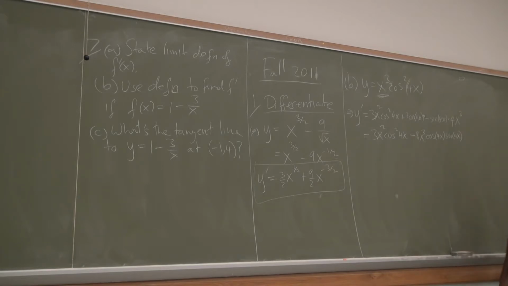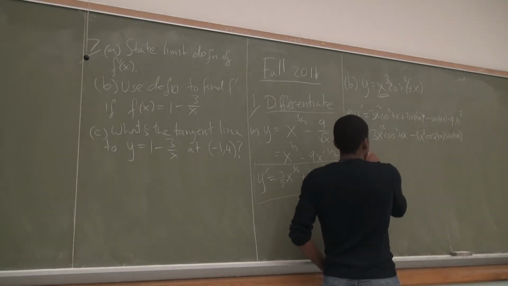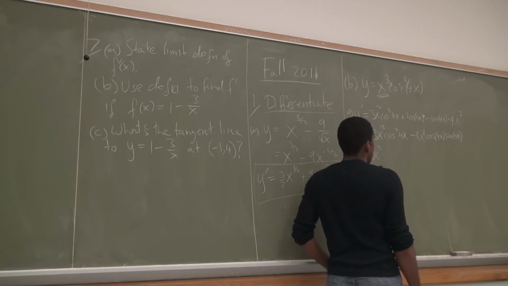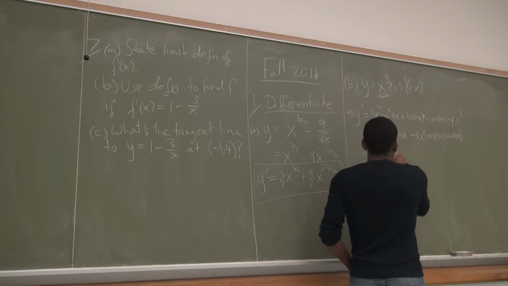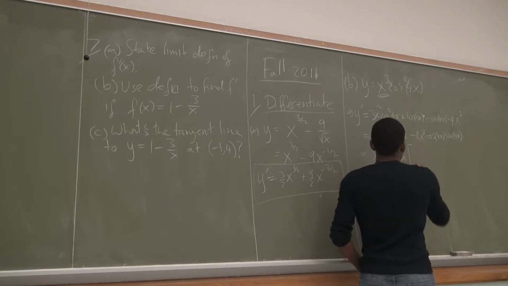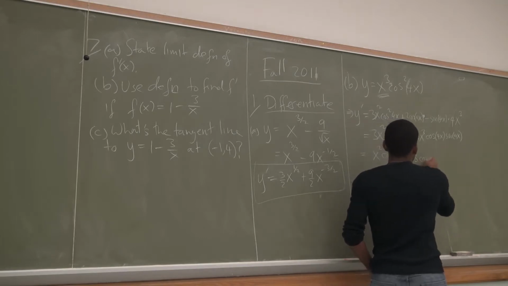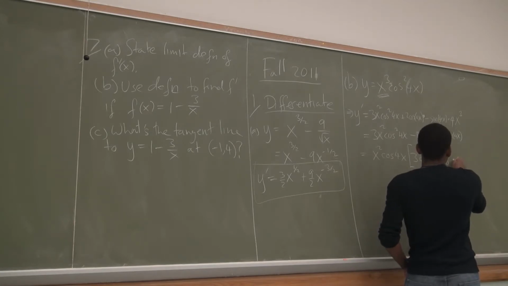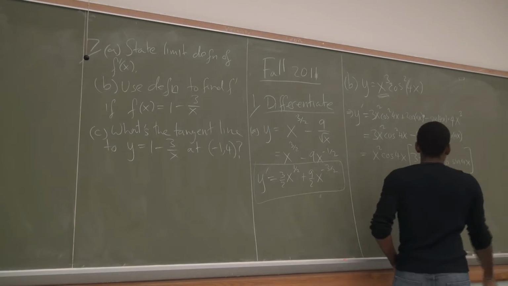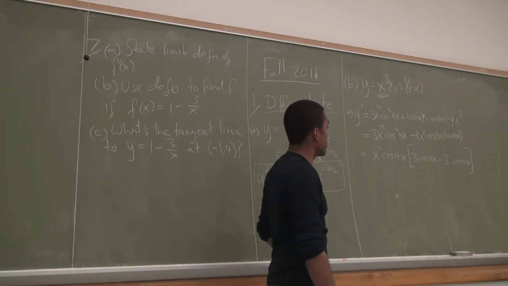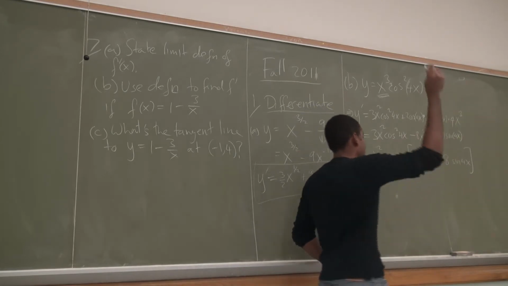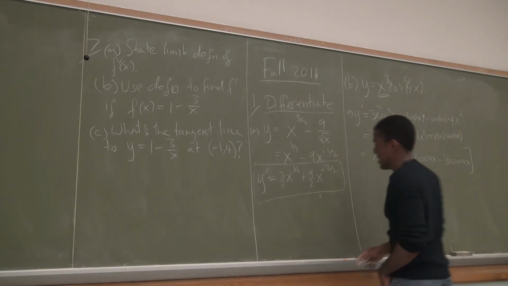Can you simplify this more? Yeah, sure. You can take x squared, and cos 4x. That leaves you with 3 cos 4x minus 8 sin 4x. Are you sure? Oh yeah, 8x sin 4x. You have x squared, it's true.